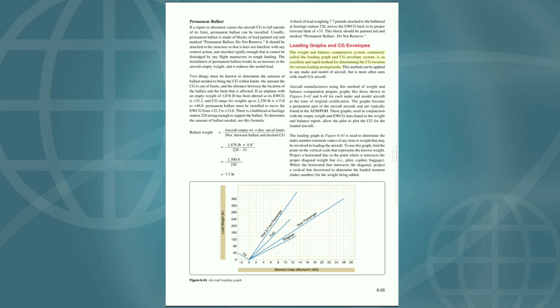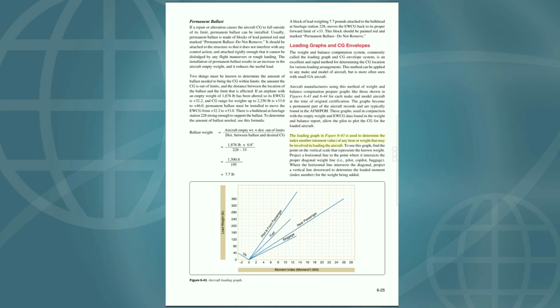The weight and balance computation system, commonly called the loading graph and CG envelope system, is an excellent and rapid method for determining the CG location for various loading arrangements. This method can be applied to any make and model of aircraft, but is more often seen with small general aviation aircraft. Aircraft manufacturers using this method prepare graphs like those shown in figures 6-43 and 6-44 for each make and model aircraft at the time of original certification. The graphs become a permanent part of the aircraft records and are typically found in the AFM/POH. These graphs, used in conjunction with the empty weight and CG data found in the weight and balance report, allow the pilot to plot the CG for the loaded aircraft.